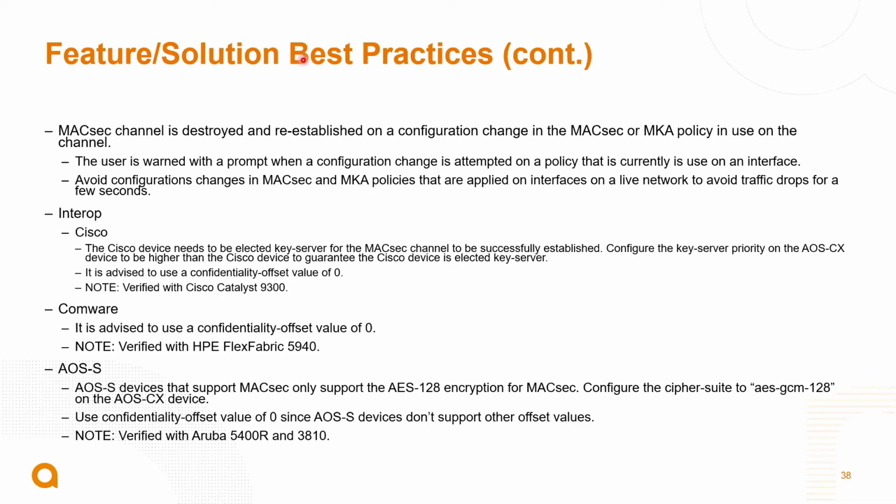With Cisco, the 9300 supports all 4 Cipher-Suites that the 8360 supports as well. So based on your requirement, you may want to choose the most secure Cipher-Suite to guarantee maximum protection. The Comware device that we have tested with is the 5940. We advise the confidentiality offset to be 0. We have seen issues when the confidentiality offset is 30 or 50. So it's advised that you use a confidentiality offset of 0. And I think the Comware devices only support AES 128, so you may want to configure the Cipher-Suite accordingly as well. With AOSS, we only support 128-bit encryption there, so you should take care of the Cipher-Suite configuration there.